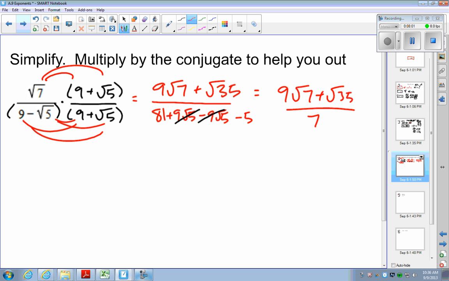On the bottom here, we get down to 76. So if you go to your calculator and you plug this in with parentheses on the bottom, and you plug this in, as long as we did everything right, they should be the same number. So simplify by the conjugates to get stuff out of the bottom.